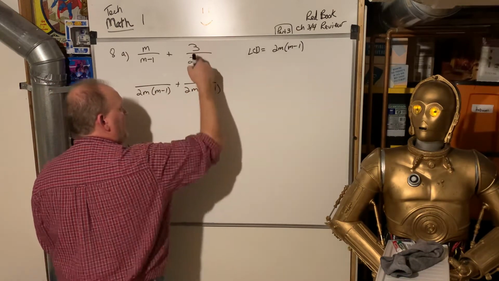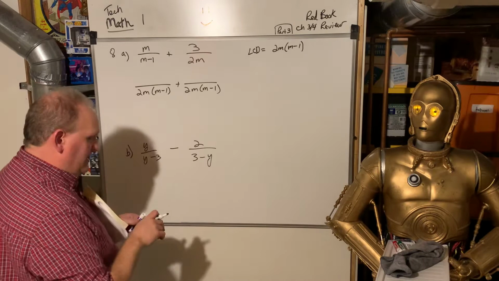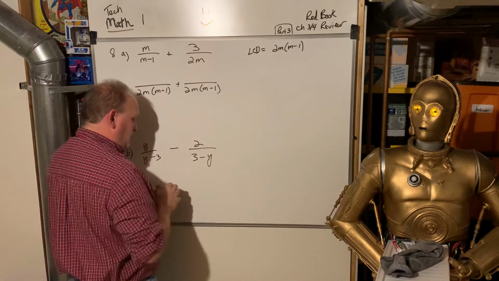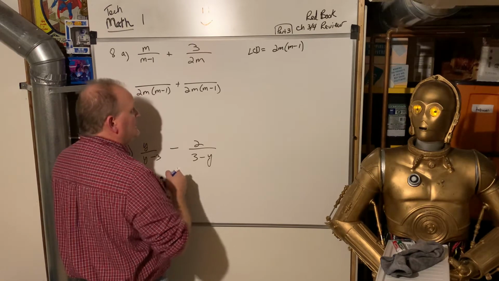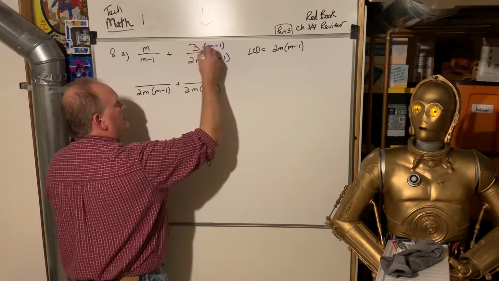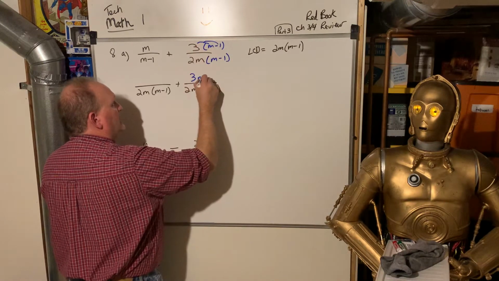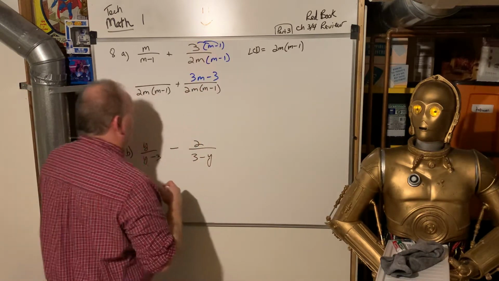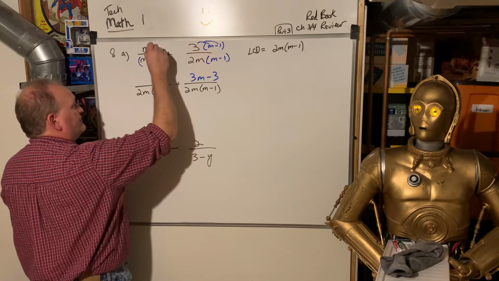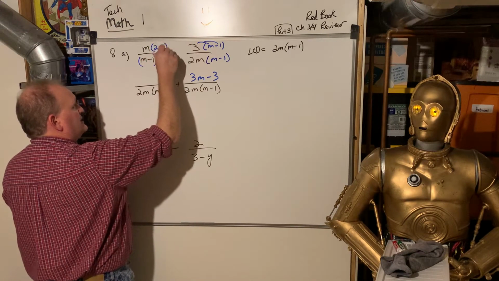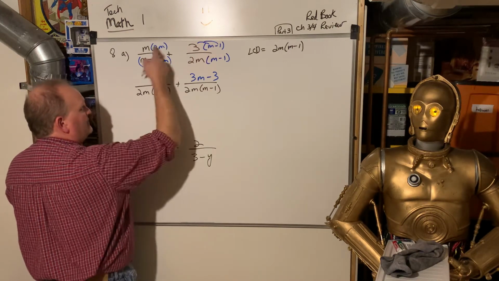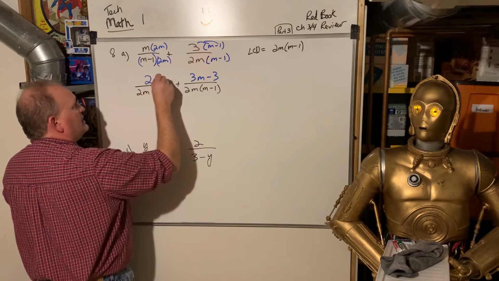And now I look back up there and go, okay, I want to make this into a 2m times m minus 1. So it's missing something. Well, it's missing an m minus 1. And so 3m minus 3 for that. This one is missing a 2m. So I multiply top and bottom by 2m. And I get that 2m times m minus 1 that I wanted on the bottom. On the top, I get 2m squared.